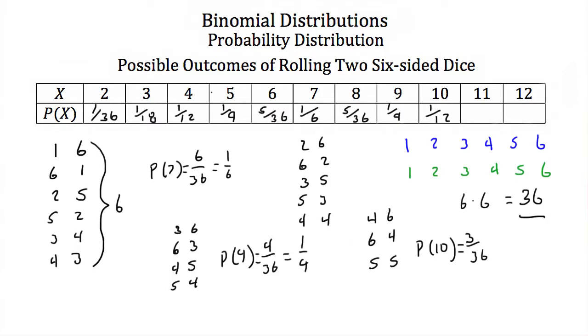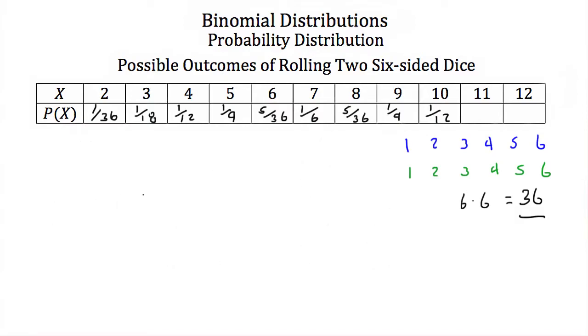Only 2 more to go. We need to find the probability of getting an 11. Well, we can get an 11 from 5 and 6, or 6 and 5. So there's only 2 ways to get an 11. So the probability of getting 11, that's equal to 2 out of 36, or 1/18. And then lastly, we need to find a way to get 12. Well, we can only get a 12 from rolling a 6 and a 6. So there's 1 way out of 36 to roll a 12.